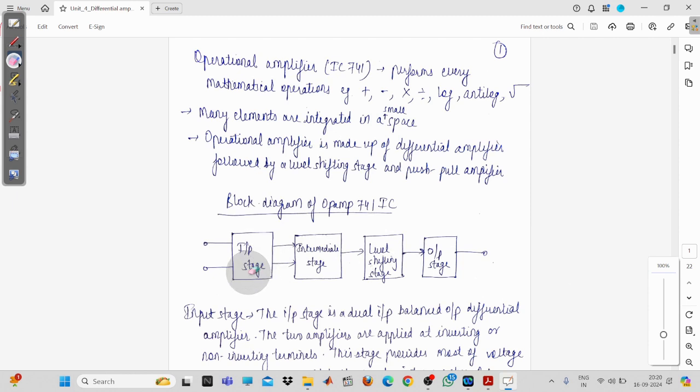Now coming to the input stage, this one we have studied earlier, and this input stage will require two input signals. One input will be applied to one transistor and the second input will be applied to a second transistor. It means that this input stage is a combination of two transistors, and these two transistors will be matched. So how are you going to draw it?